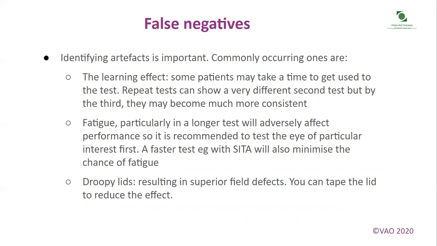Identifying artifacts is important. Commonly occurring ones are the learning effect. Some patients may take a time to get used to the test. Repeat tests can show a very different second test, but by the third, they may become much more consistent. Fatigue, particularly in a longer test, will adversely affect performance, so it is recommended to test the eye of particular interest first. A faster test, for example with CETA, will also minimise the chance of fatigue.